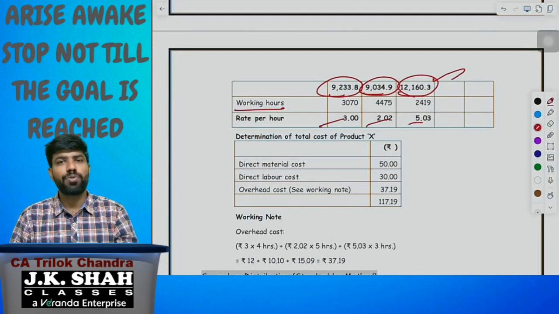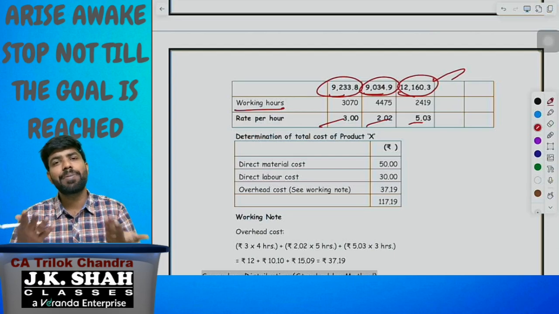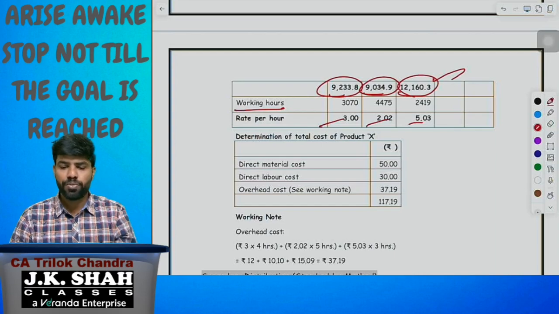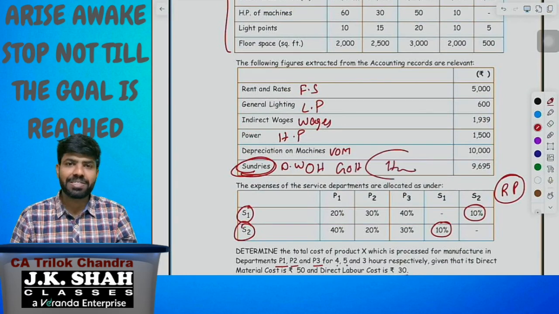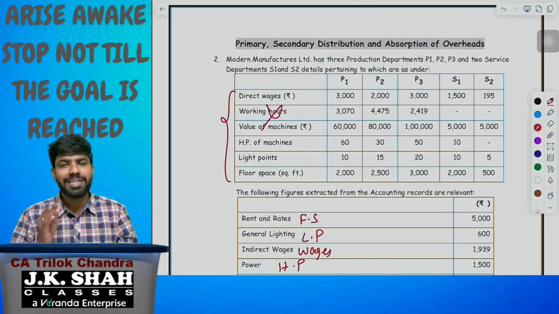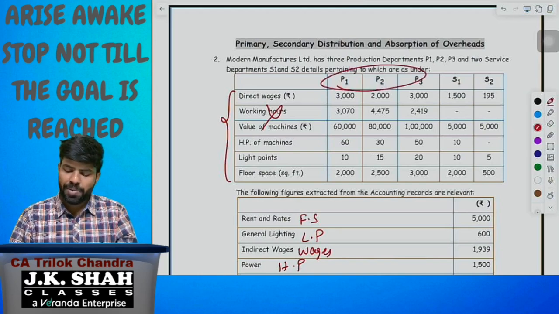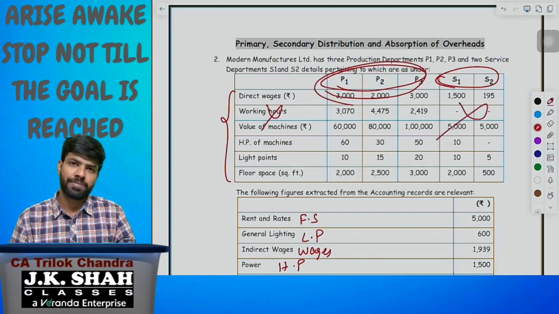Here many people will get the doubt. Sir, what is this working hours? Please understand, in this question, they didn't specify whether it is machine hours or labor hours. Number two, many people will get the doubt: Sir, you told that whenever they give sundries, other overheads, general overheads, you take the hours as the base. Why don't you take the hours as the base here? Please understand, sundries belong to production departments and service departments. Hours is given only for the production departments, but not for the service departments, so I am not taking working hours as the base.